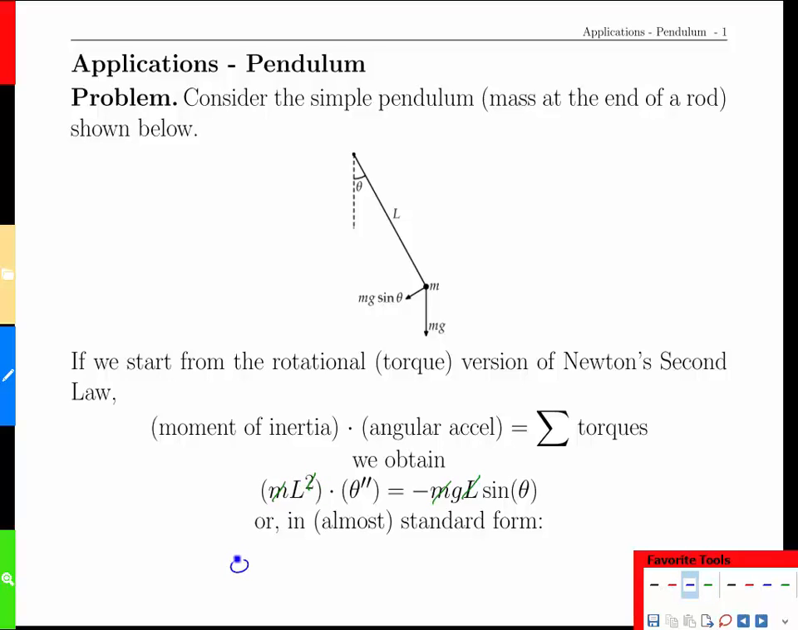And what we end up with is theta double prime, bring this over, we'll have plus g over L, if we divide through by that, sine of theta equals 0. This is a second order differential equation. However, it is nonlinear. The presence of the sine of theta, and remember in this case we'd be looking for theta as the unknown function, that makes it nonlinear. So why are we discussing it in a chapter on linear differential equations?